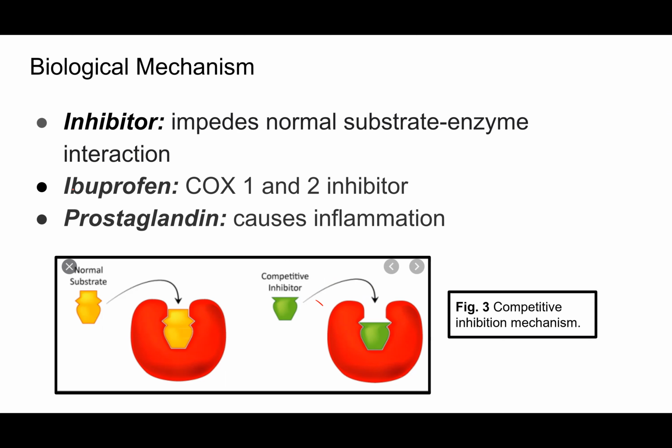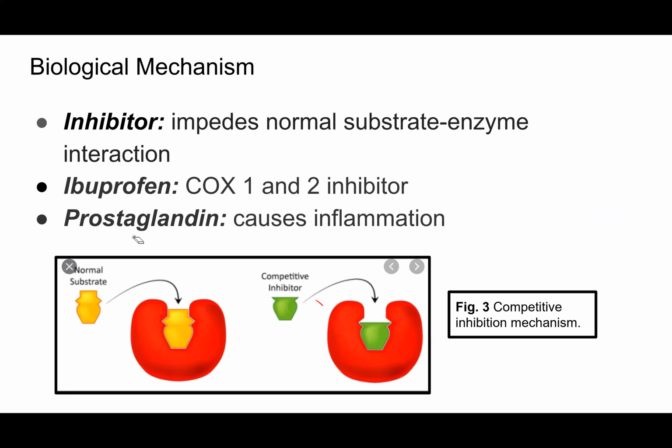So in this case, ibuprofen is an inhibitor of COX-1 and 2, which catalyze the synthesis of prostaglandin. And prostaglandin is what causes inflammation. So by ibuprofen binding to the COX-1 and 2 enzymes, it prevents prostaglandin from being synthesized and thus prevents inflammation, since prostaglandin causes inflammation.